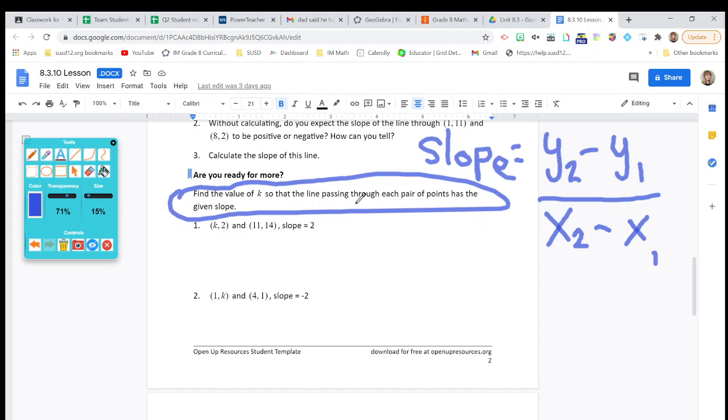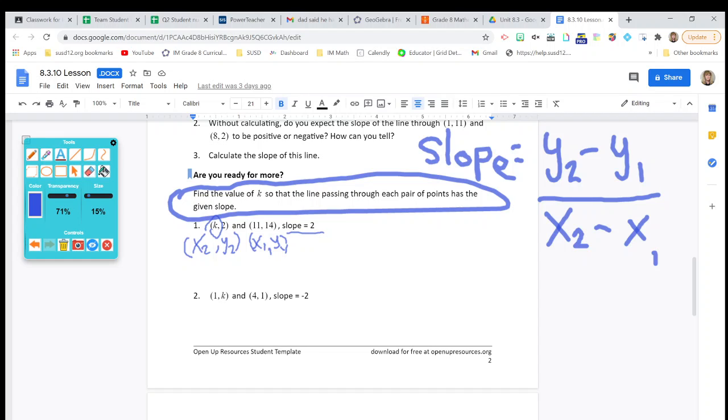Let's try it out. So we are solving for k so that our line has a slope of 2. This k, let's call that x2. And so the 2 is y2. We're going to call that our second coordinate point. And then this is our first coordinate point, so x1 and y1. Okay, we're going to put those numbers into this equation.